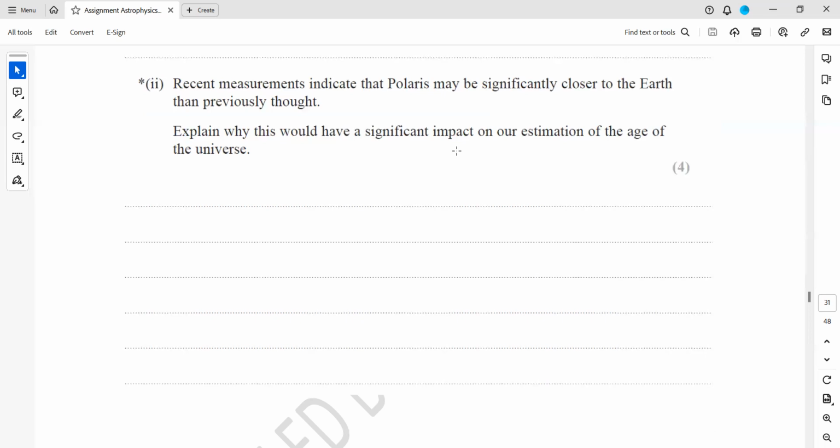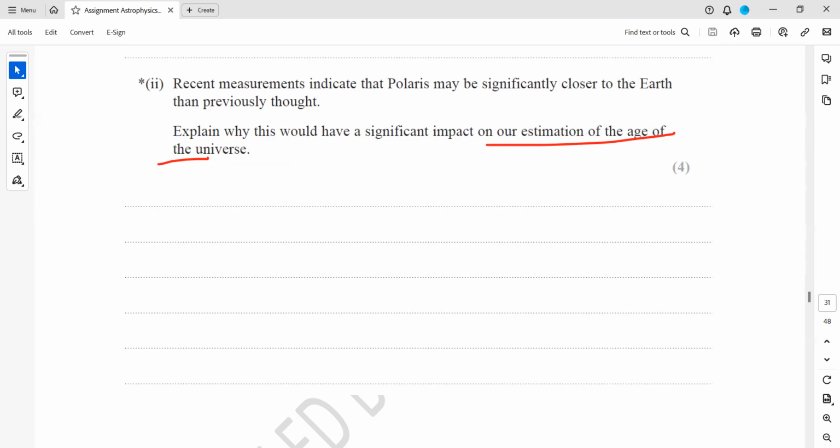Then, recent measurements indicate Polaris may be significantly closer to Earth than previously thought. Explain why this would have a significant impact on our estimation of the age of the universe. So how will it affect the age of the universe in our calculation? If Polaris is closer, its luminosity will be less than what we thought, the known luminosity. And the distance of other astronomical bodies would be less than what we thought as well.